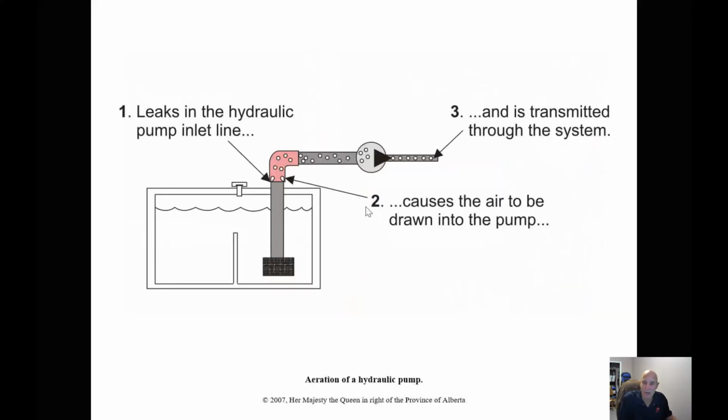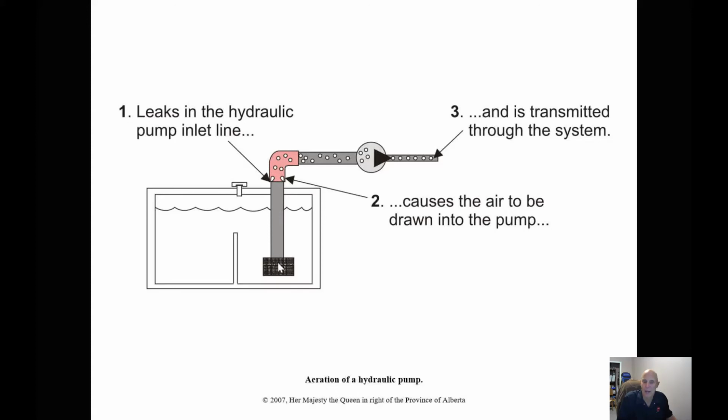Now, the difference that we have between aeration and cavitation. Aeration, path of least resistance. If it's easier to draw air into the system than oil, it will. So remember, aeration is air getting into the system. Cavitation is a vapor bubble forming in the system from a restriction on the inlet side. Now, will this leak? Maybe not.